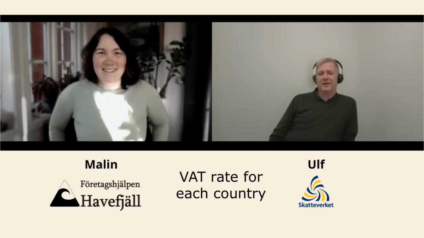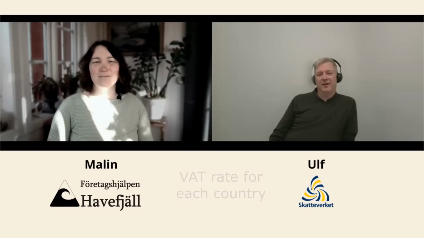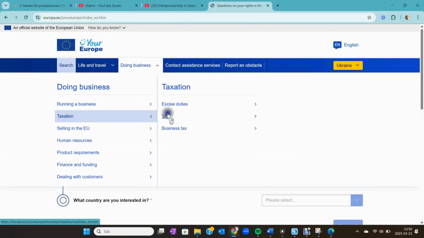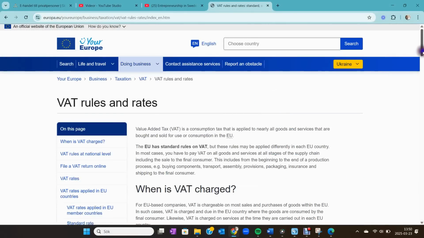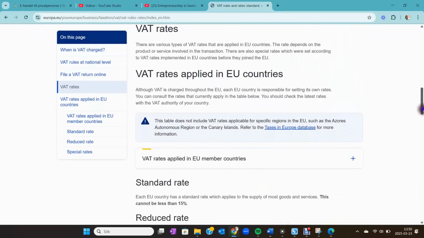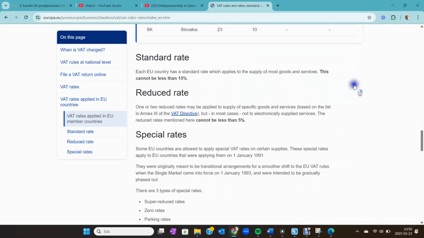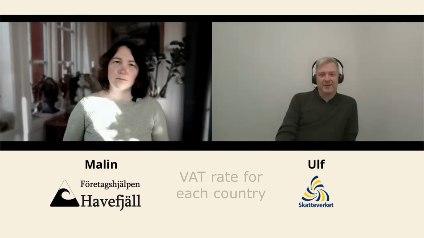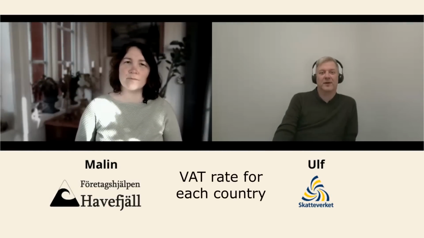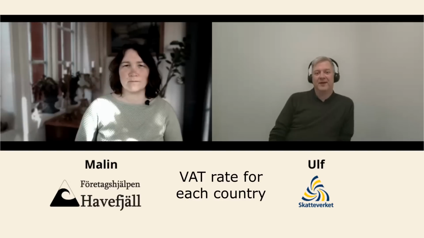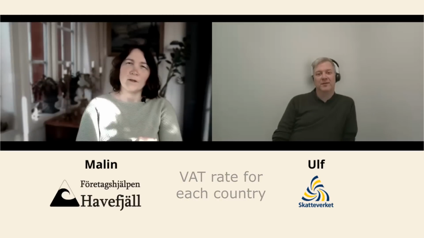Well, there is a search engine on one of the Union's websites where you can actually see what kind of VAT rates the different countries have. But I think it's a good idea for you to also contact the tax agencies in the other country to ask them what kind of VAT rates are applied. If I sell this service and these goods, what kind of VAT rate would it be? So you don't do anything by mistake.